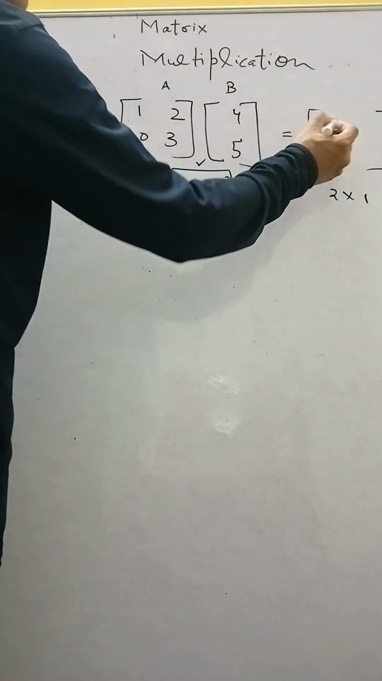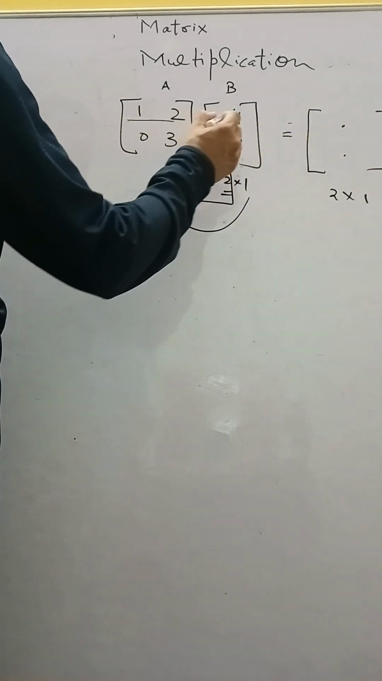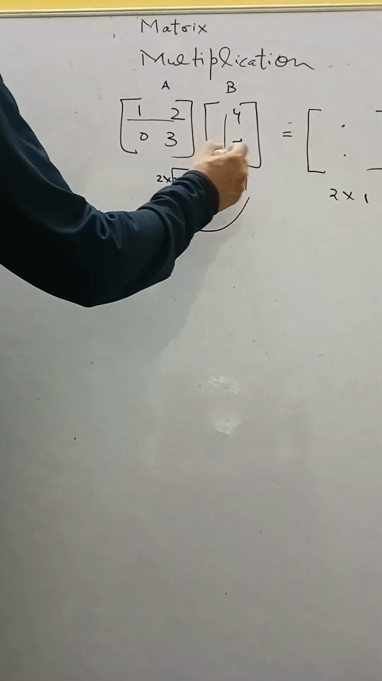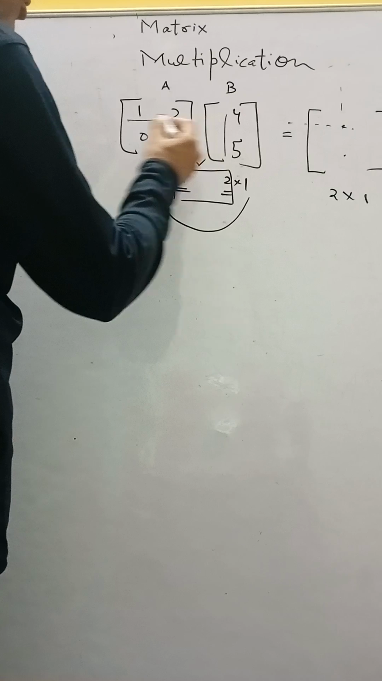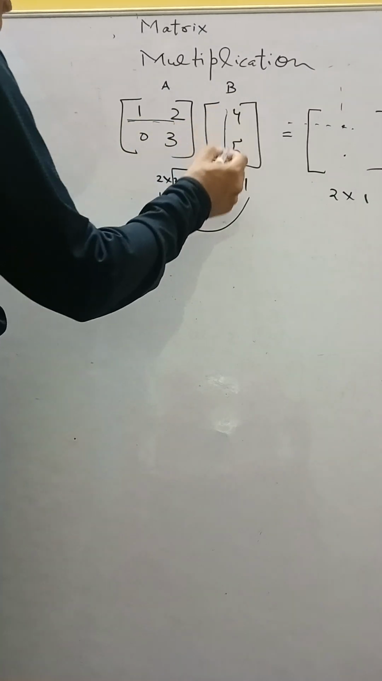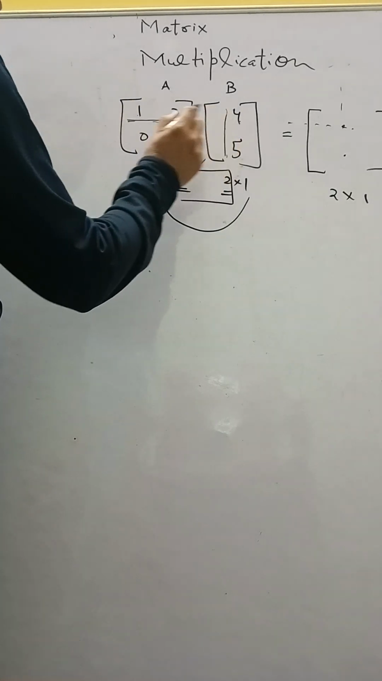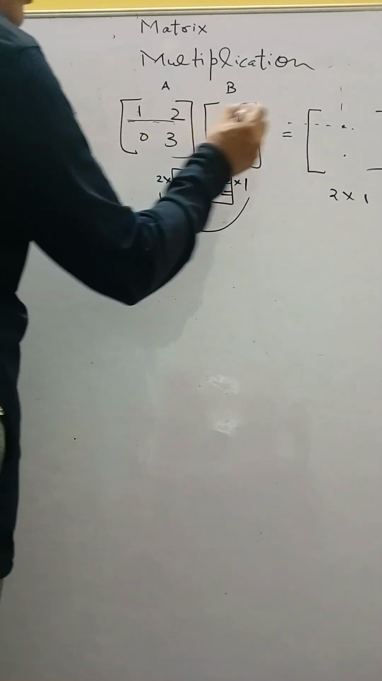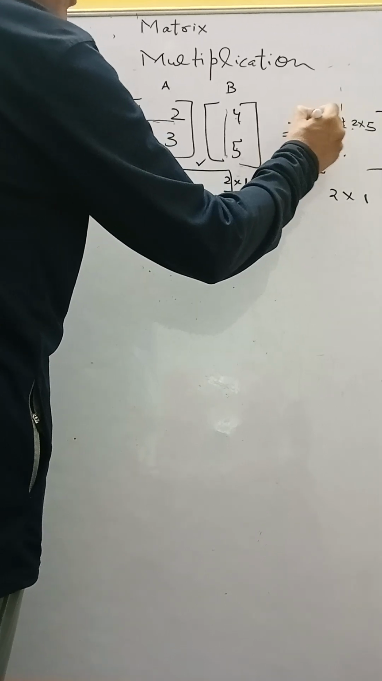What is this location? This is first row, first column. So you will take the first row of the first matrix and the first column of the second matrix. First element with the first element, next with the next. So 1 into 4 plus 2 into 5. This will be the entry.